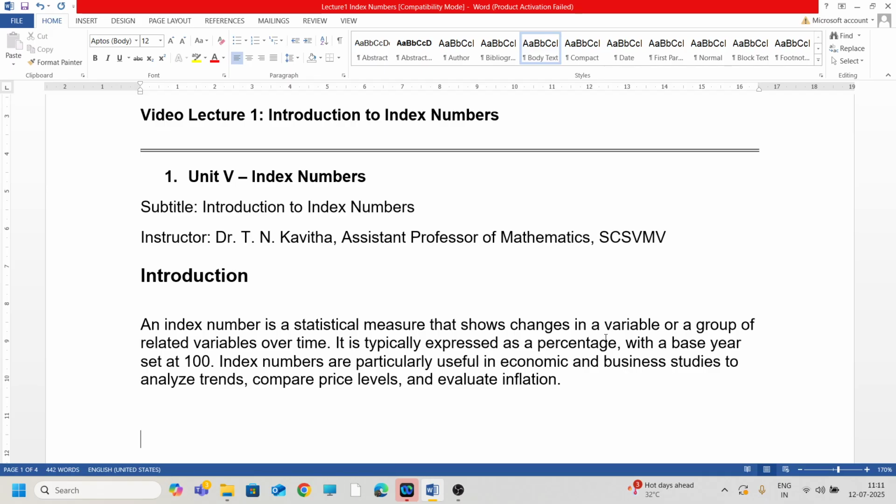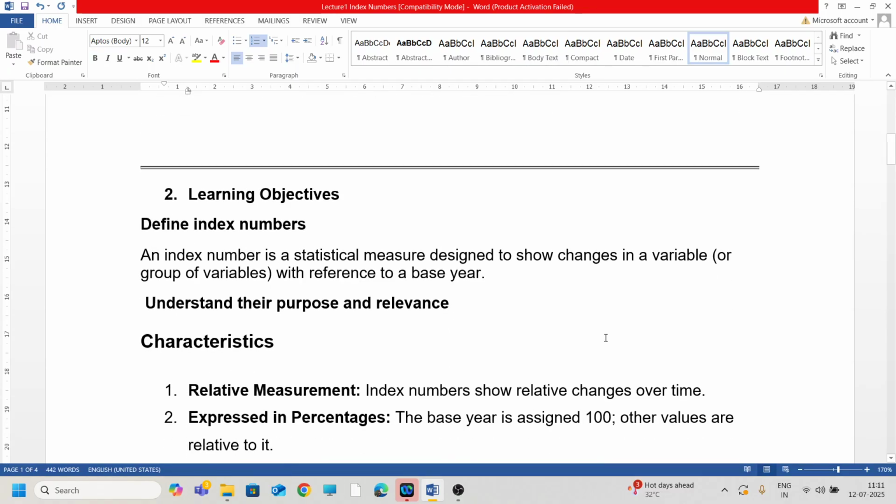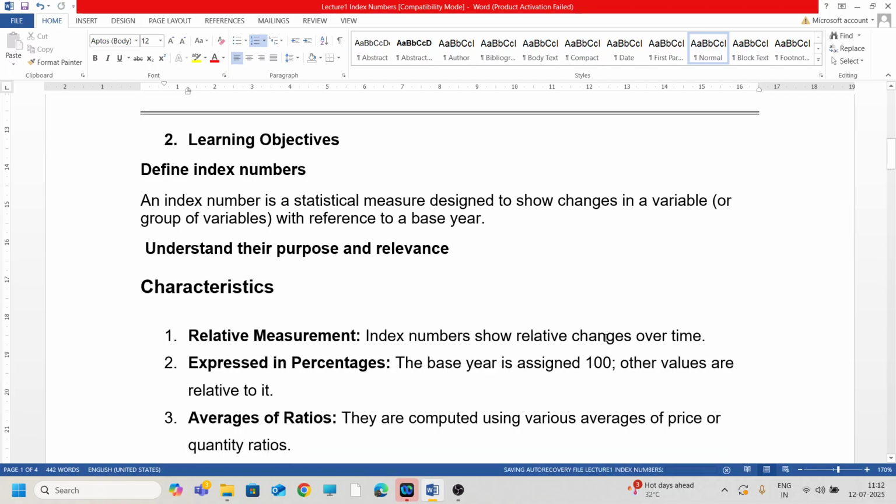Okay. So the next one, learning objectives. Here the objectives are definition of index number, understand their purpose and relevance. So here, what is the definition of index number? By the end of this lecture, you will be able to define index number, understand their significance and identify their application in various sectors such as economics, commerce and public policy.